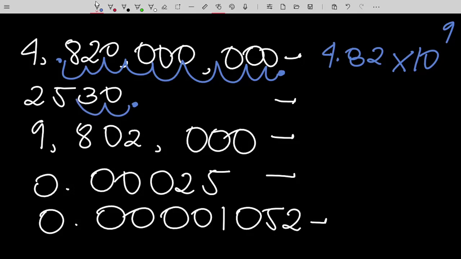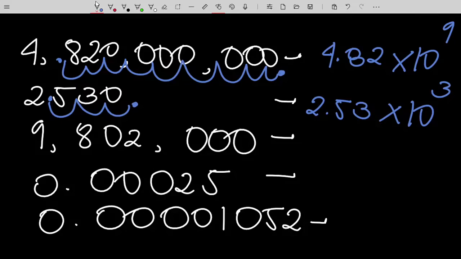So 1, 2, and 3. So we should stop here. Now again, write your x value, which is your 2.53 times 10, and we all know that we move it 3 times in the left direction, so it should have a positive exponent. Now second value, we have 9,802,000. Now first thing to do, we do not have any decimal here, so initially have your decimal here and move it into the left direction.